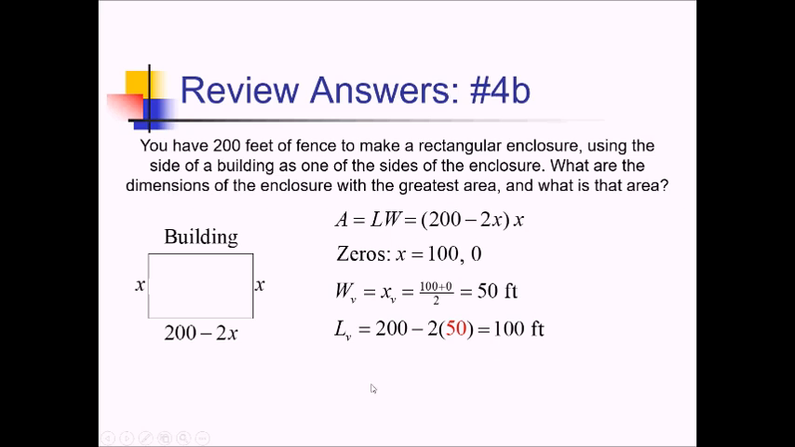And to get the area, there's a lot of ways to do it. You could plug in x to this formula up here, but you actually already found the length and the width. So why not just multiply the length of 100 times the width of 50, and that gives us 5,000 square feet.